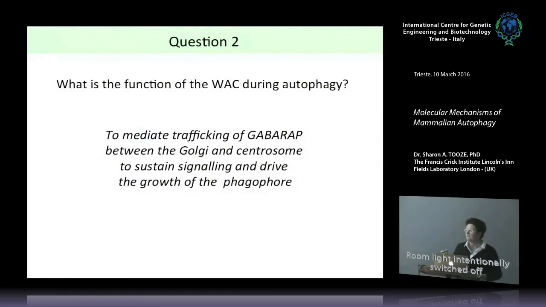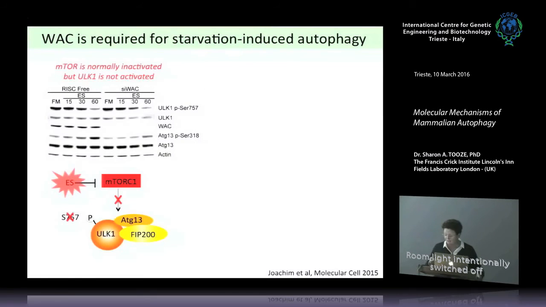Essentially, when we started the project, we had a number of assays that we use when we characterize proteins involved in autophagy, because there's a defined pathway. You have ULK1 activation when mTOR is inhibited. This is when you take away amino acids, so this is under starvation conditions. ES is the starvation condition. You inactivate TOR.